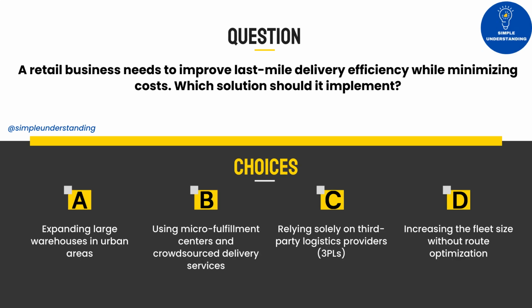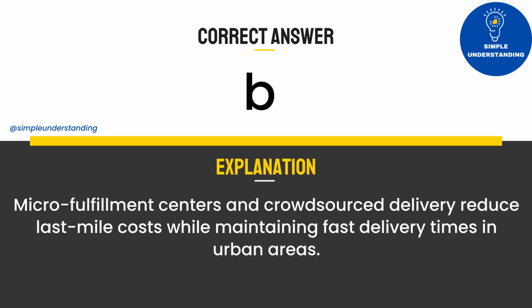3. A retail business needs to improve last-mile delivery efficiency while minimizing costs. Which solution should it implement? A. Expanding large warehouses in urban areas. B. Using micro-fulfillment centers and crowdsourced delivery services. C. Relying solely on third-party logistics providers, 3PLs. D. Increasing the fleet size without route optimization. Correct answer, B. Explanation: micro-fulfillment centers and crowdsourced delivery reduce last-mile costs while maintaining fast delivery times in urban areas.